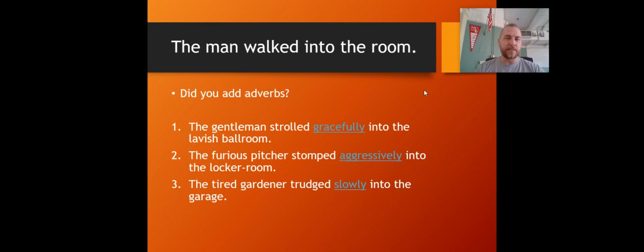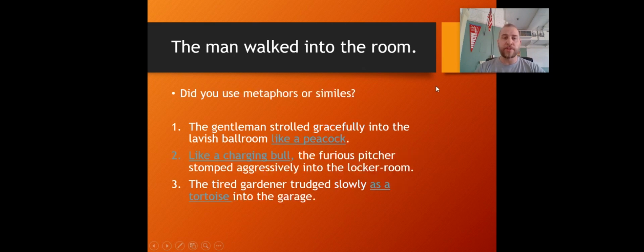Once again, you're seeing that as I change these words, they're giving a more precise picture of what is happening with these people and where they're going. And of course, the last change you might have made is perhaps you added metaphors or similes, what's known as figurative language. The gentleman strolled gracefully into the lavish ballroom like a peacock. Like a charging bull, the furious pitcher stomped aggressively into the locker room. The tired gardener trudged slowly as a tortoise into the garage.